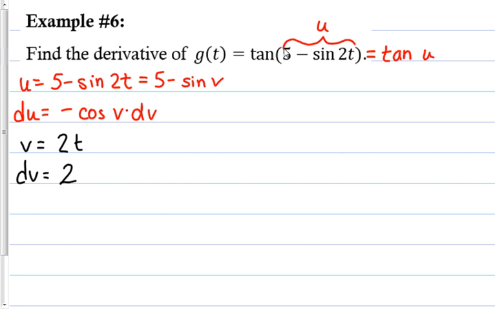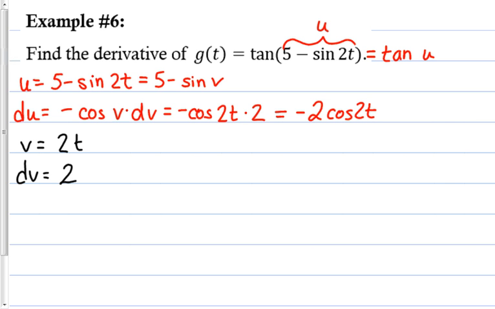Okay, so let me actually plug in v and let me plug in dv, because those don't exist really, right? I need the real stuff. So negative cosine of v, let's see, where's v? 2t, right? Times dv, which is just 2. So once again, what happened? The 2 came up to the front, the sine became cosine. That's it. So negative 2 cosine 2t. Right, there's my derivative, or there are my pieces.